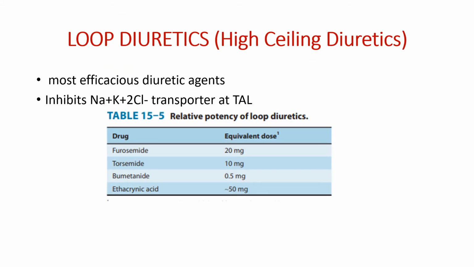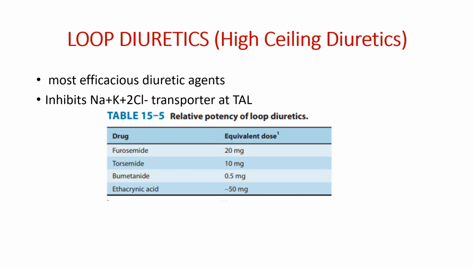Loop diuretics or high ceiling diuretics are the most efficacious diuretic agents. They are called loop diuretics because they act at the thick ascending loop of Henle, and they are called high ceiling because they have a very steep dose response curve. Increase in the dose causes increased diuretic action with minimal or no ceiling effect. So it can produce up to 10 liters of urine. That is why they are called high ceiling diuretics, and they inhibit the sodium potassium 2 chloride transporter at the thick ascending loop of Henle.